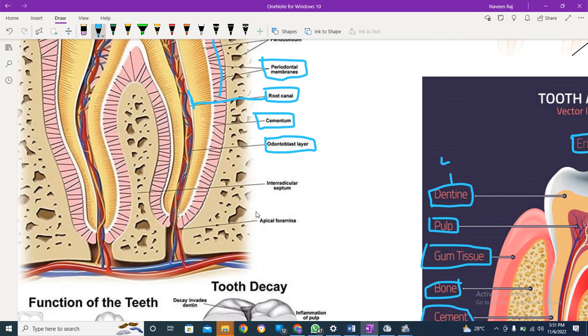And here we have the apical foramen. This is an important structure. This is the place where the dentine opens. You can see the dentine is opening from here, and the root canal goes downward to the jaws.